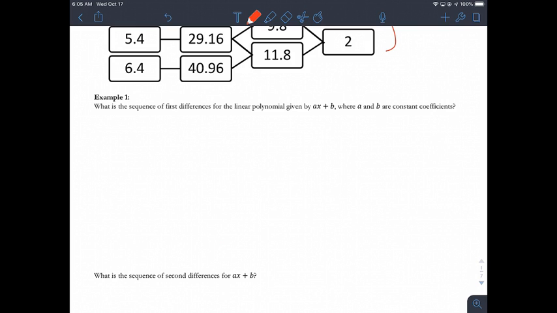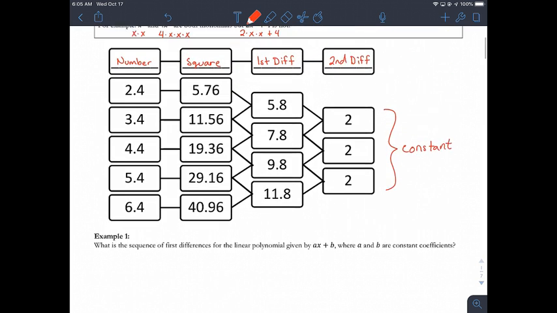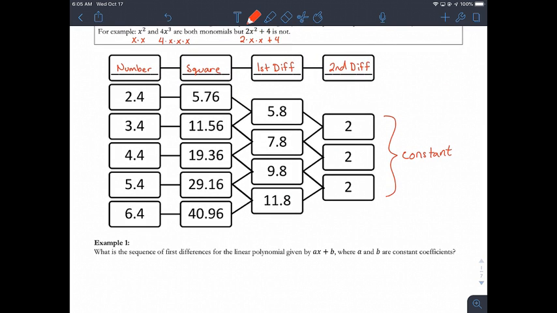All right, so we're going to look at example 1. What is the sequence of the first differences for the linear polynomial given by ax plus b, where a and b are constant coefficients? So first off, we need to understand what's being asked here. It asks us for the sequence of first differences. So if we're looking for first difference, we can look back at our graphic and we notice that the first difference is the third column.